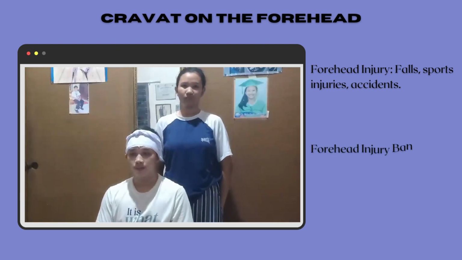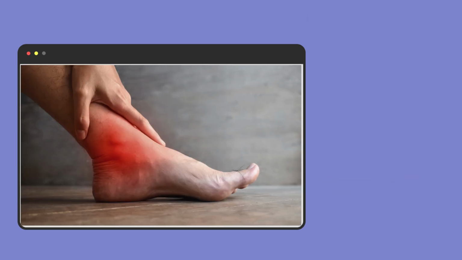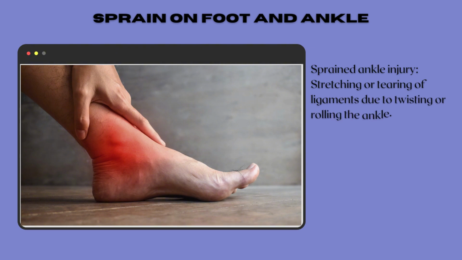The reason why we use this kind of bandaging in this injury is because it protects the forehead, reduces bleeding, and prevents infection. Sprained ankle injury. Stretching or tearing of ligaments due to twisting and rolling the ankle.